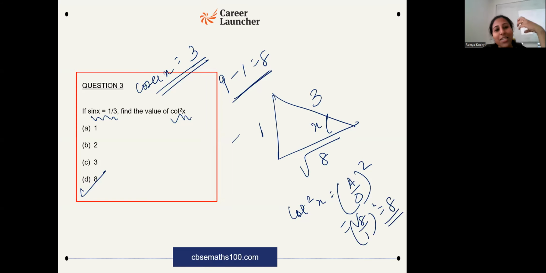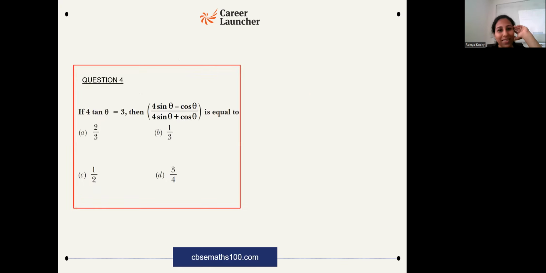Only thing is, if you're doing it using identity, you can actually answer the full question in your mind. Those of you who are good with calculations in your mind don't even have to write any steps. That means you are visualizing it and doing it. No problem. Okay. This one.